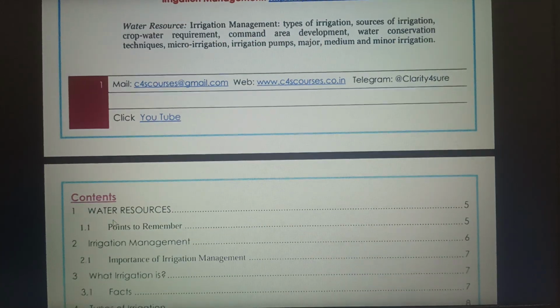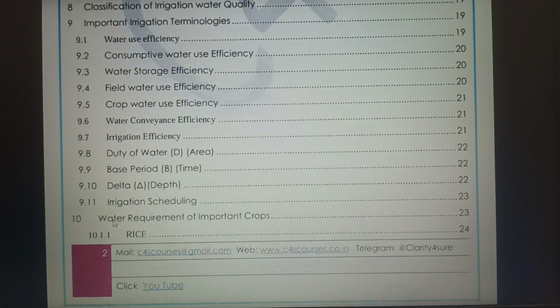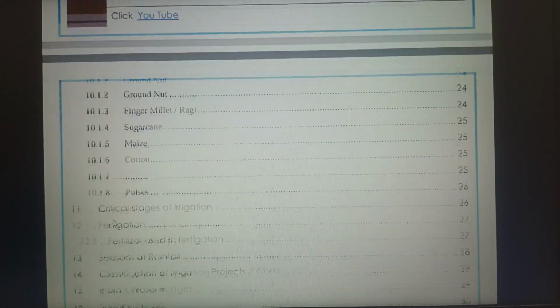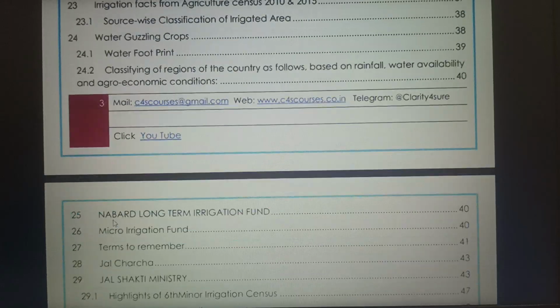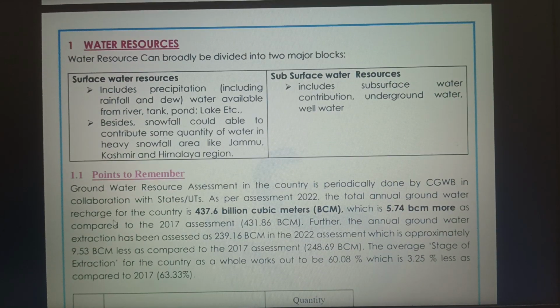Now we will move on to the notes. So this is the constituent of your notes. All the things are available over here that we will study today or tomorrow. Let's see what are the things over there. These are mostly static in nature. So the syllabus of NABARD starts with water resources.